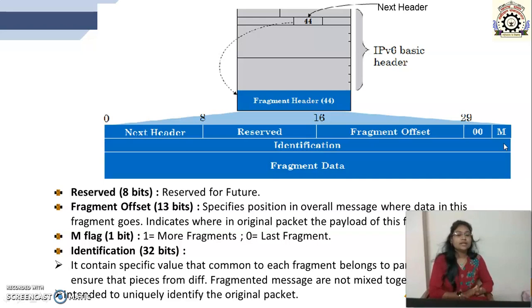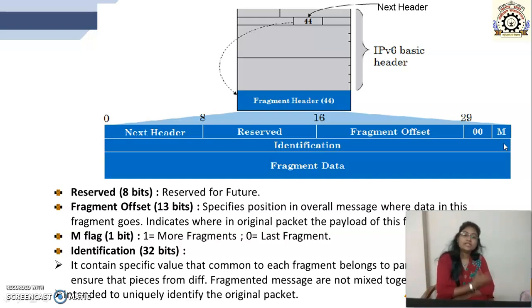Identification. Identification again has the size of 32 bits, and this identification field contains a specific value, and this specific value is common for each and every fragment of the particular packet. If there is one main packet from which we can create 10 fragments, then in each of these 10 fragments we enter the specific value. It means the sender enters the specific value, because fragmentation is a process done by the sender. Suppose the value is 40. 40 is the value that is entered in each of these fragments.